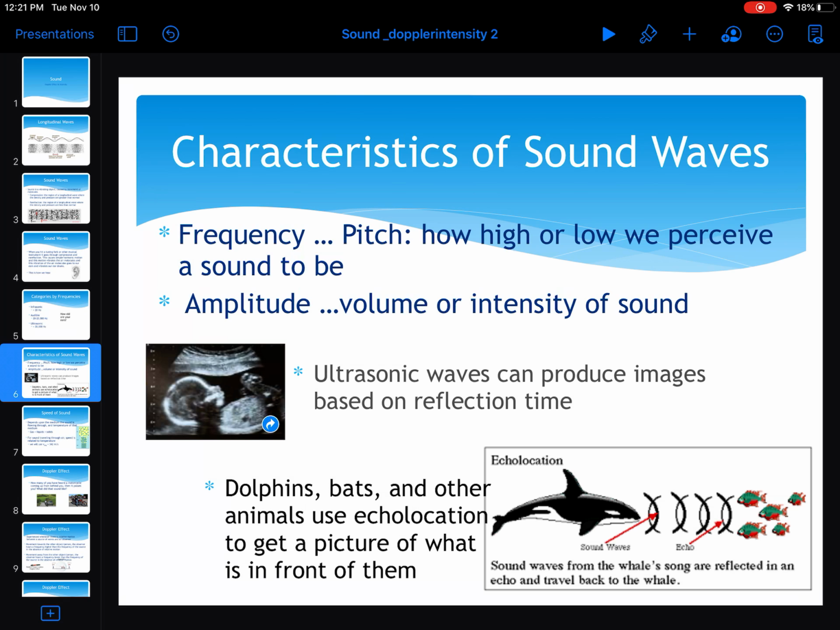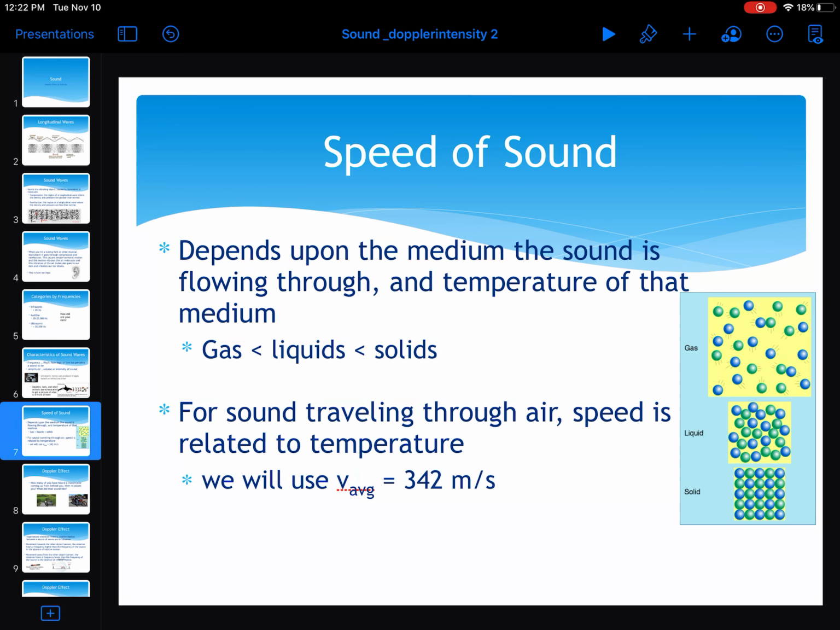And then I just have a couple of fun facts here. Ultrasonic waves, like sonograms, are used to produce images based on the amount of time that it takes for that sound wave to be reflected back. This is very much like echolocation that several different animals use in order to navigate or hunt for prey. They send out sound waves and wait for that reflected sound to then determine how far away they are from an object, or in this particular image, from their prey.